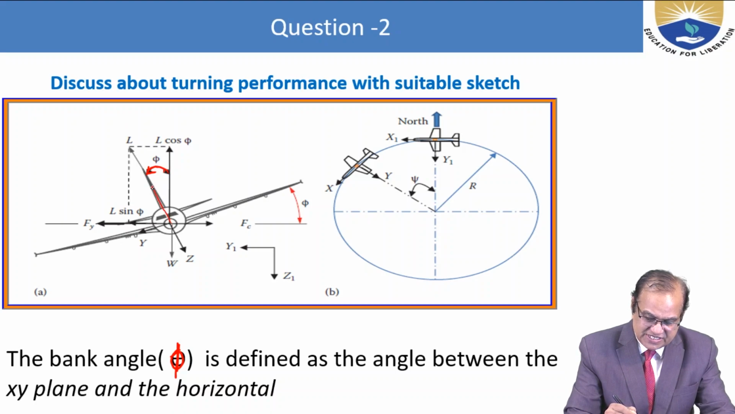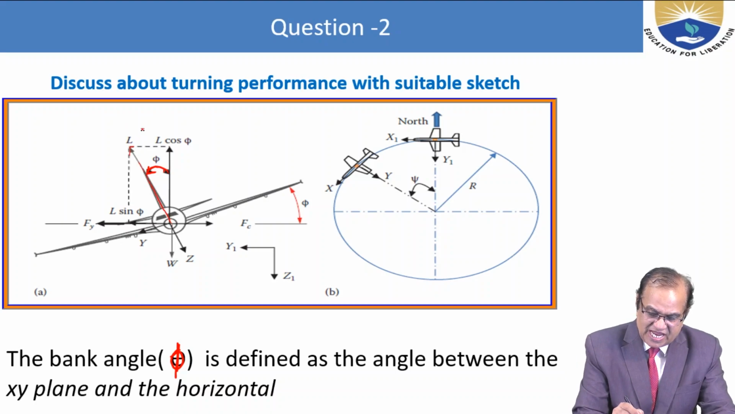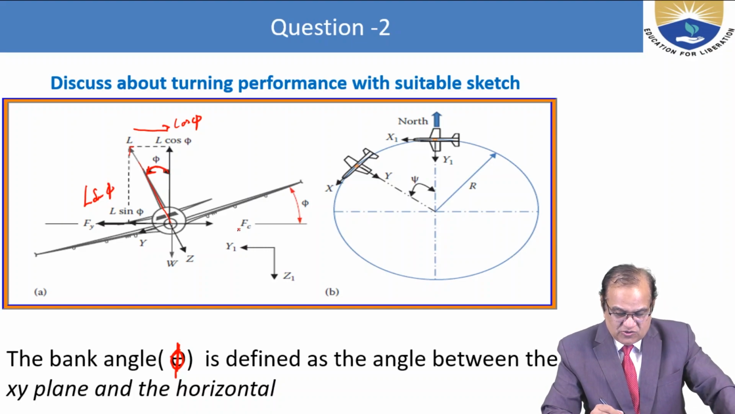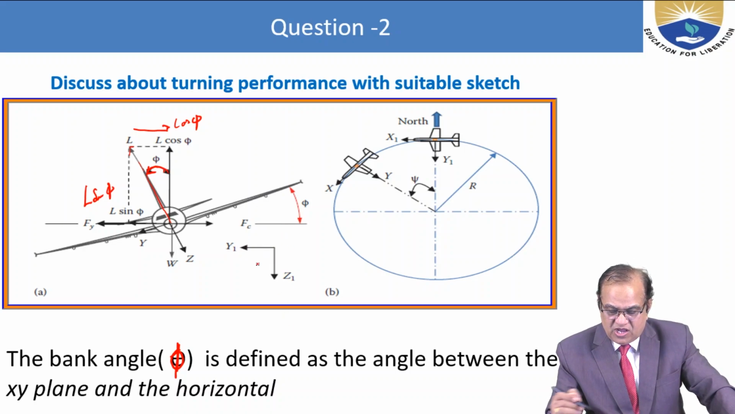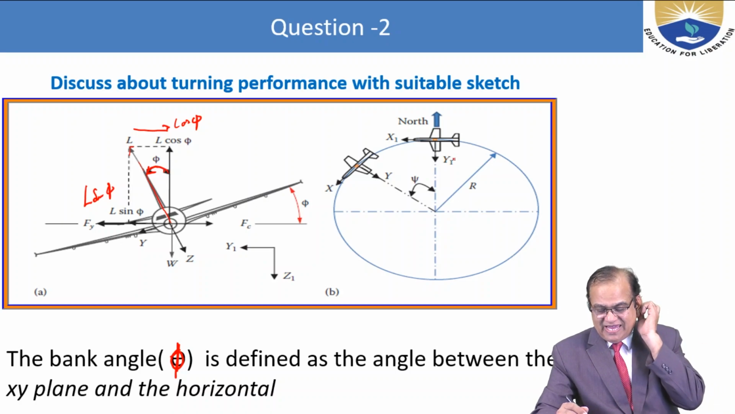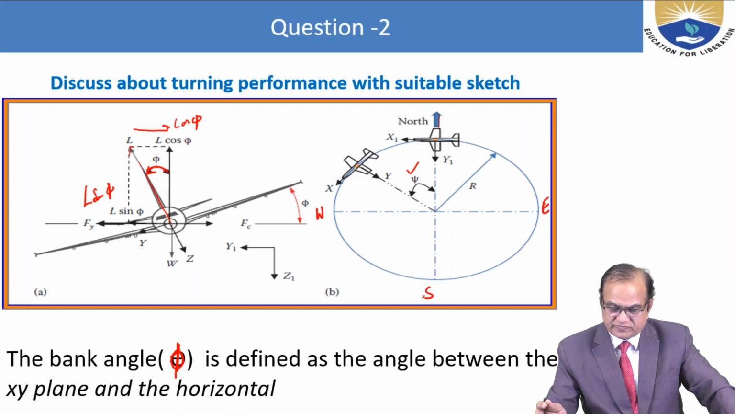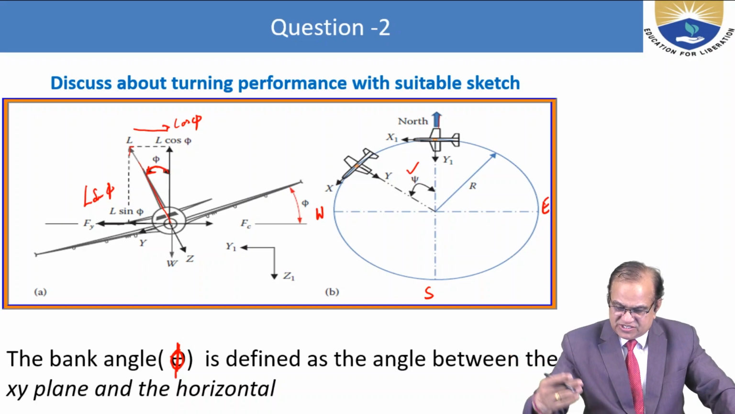And your lift is in this direction. It is called the lift. On this side we have L cos phi, and on this side we have L sine phi. And here the centrifugal force FC will act. This is the Z direction and this is the Y direction. The rotation about the axis is psi, and your aircraft is moving from north towards the west, this is the east, and this is the south. So you are just turning in this way.